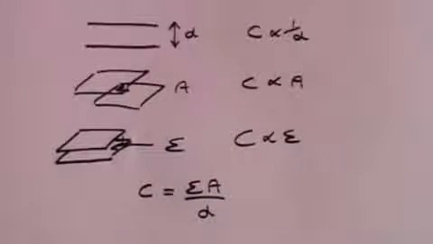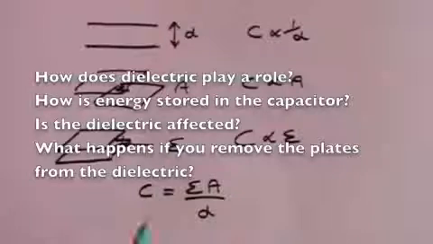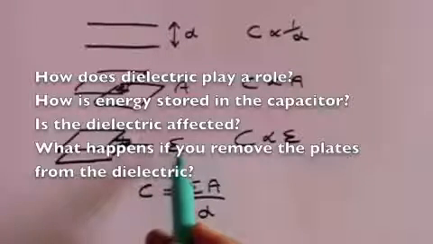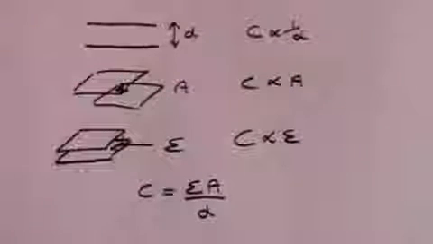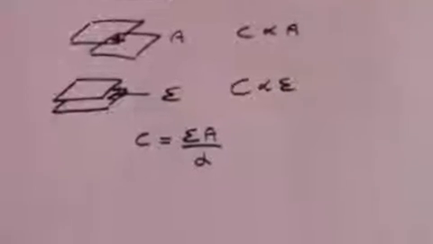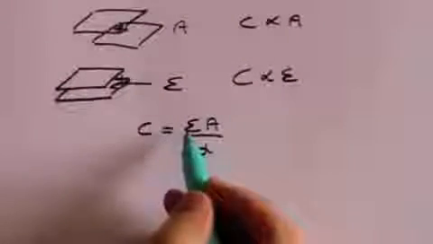The questions I have been asked are: how does the dielectric play a role? How is the energy stored in the capacitor? Is the dielectric itself affected? And what happens if you remove the plates from the dielectric after charging and replace them with a new set of plates? Can you recover the charge? Well, we shall see that the last question doesn't really arise, but I'll try to explain as we go through. Firstly, let's explain what this term epsilon actually is.